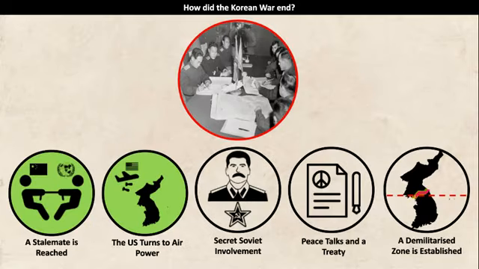Now, in response to this US turn towards air power, we're going to see in this next section how the Soviet Union, under the leadership of Joseph Stalin, became increasingly involved in the conflict as a communist ally to China.